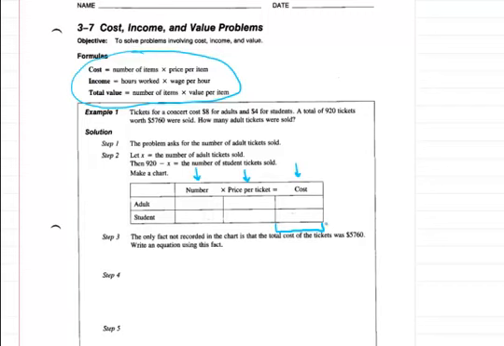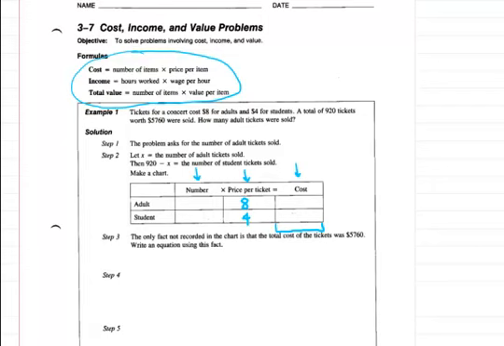Tickets for a concert cost $8 for adults and $4 for students. So using our chart, what's the price per ticket for adults? Go ahead and fill it in. Okay, you should have done adults are $8, students are $4. Then the next part is it tells us that there are a total of 920 tickets.